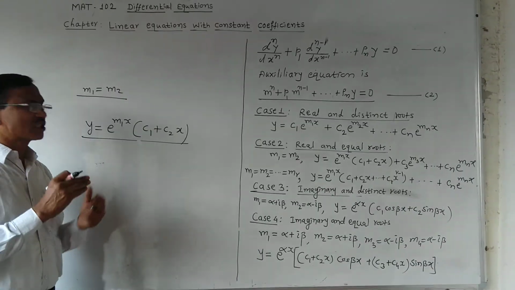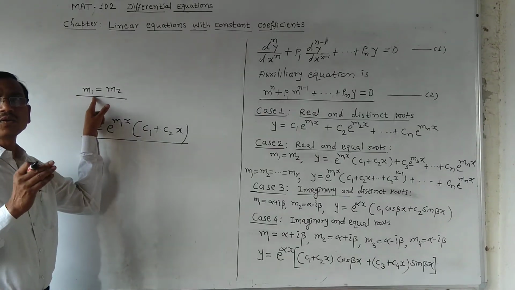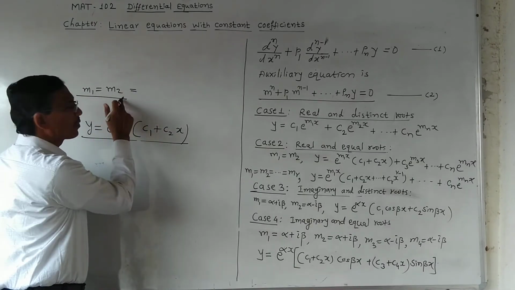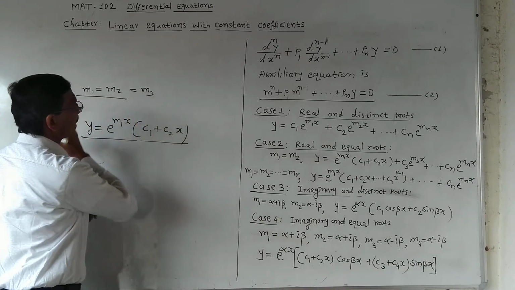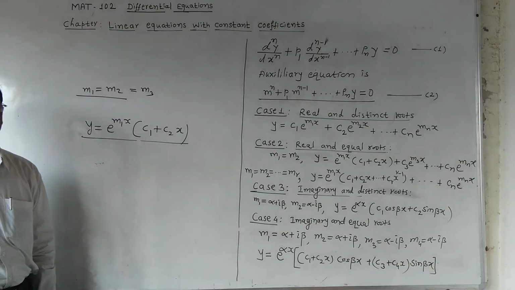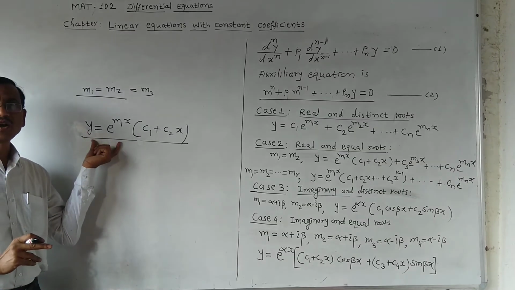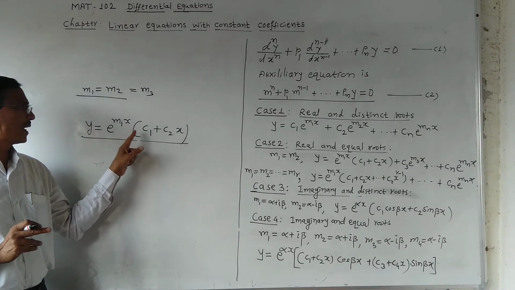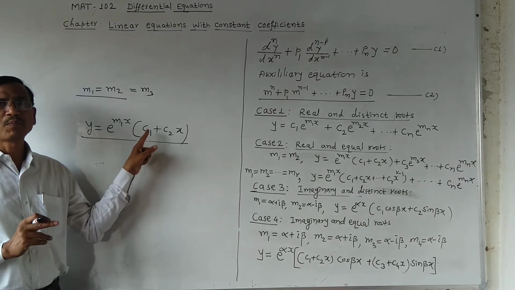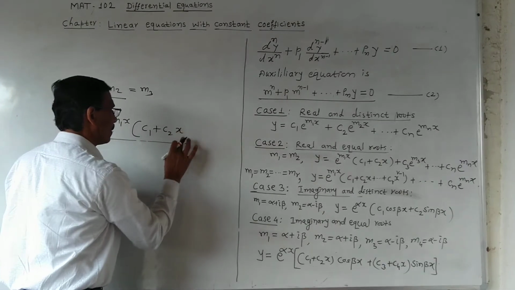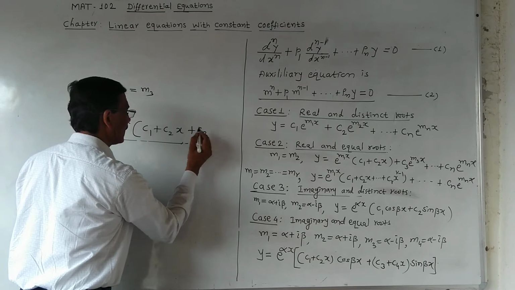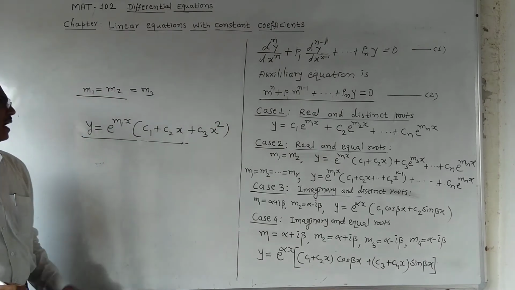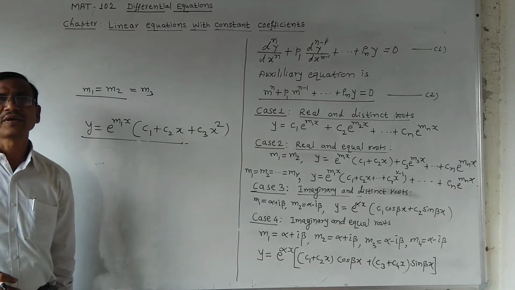But there may be a possibility that more than two roots are equal. For example, m1 is equal to m2 is equal to m3. Three roots are equal. Then the corresponding part of the solution is given by y is equal to e raised to m1x in bracket c1 plus c2x plus c3x square, and the remaining part of the solution is continued as it is.